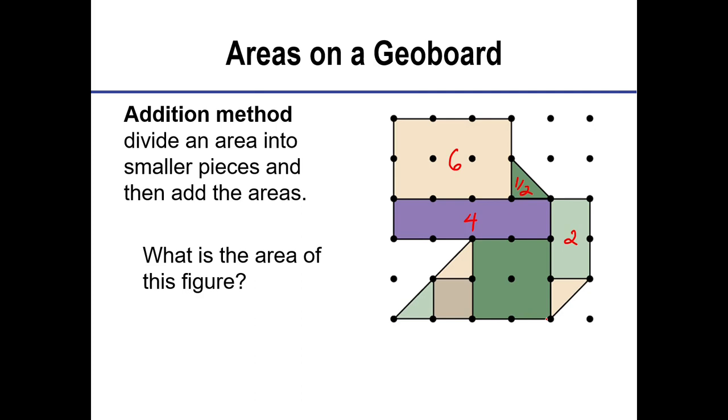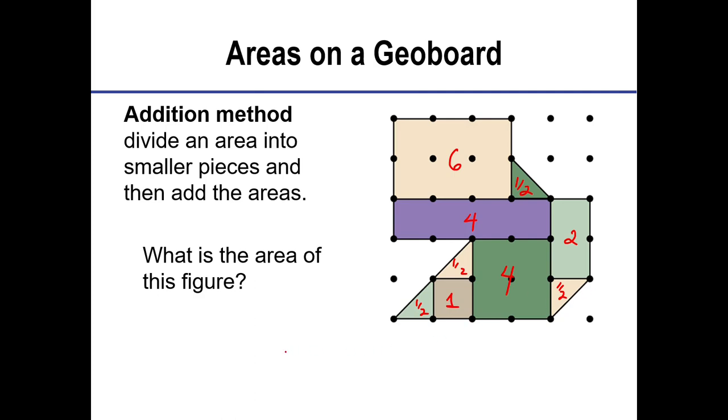And this square is a 2 by 2, so we have 4 square units for that one. And each of these small triangles has an area of 1/2. This small square has an area of 1 square unit. So all I have to do now to find the area of this figure is to add up all of the areas.